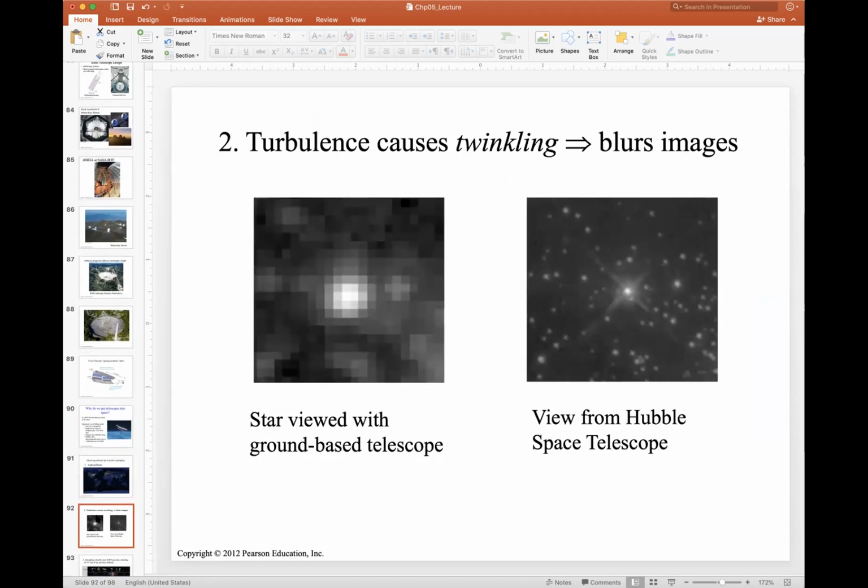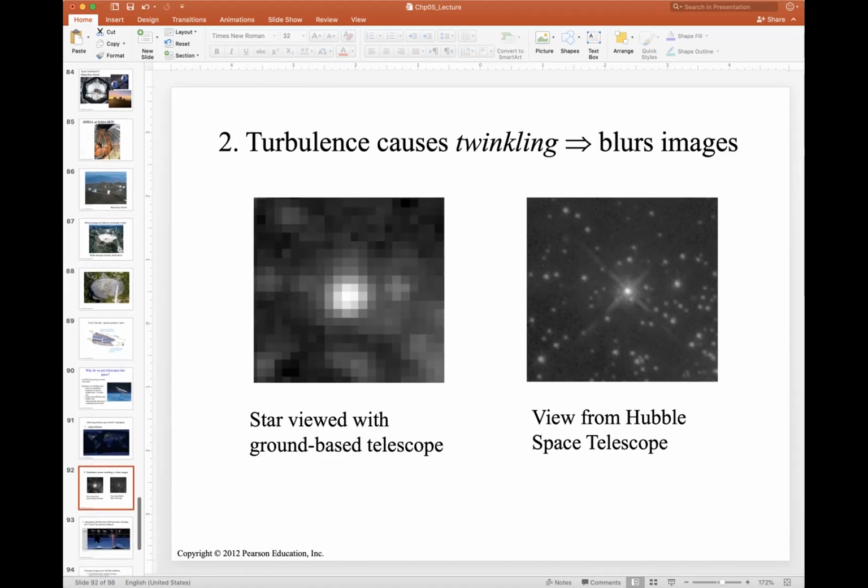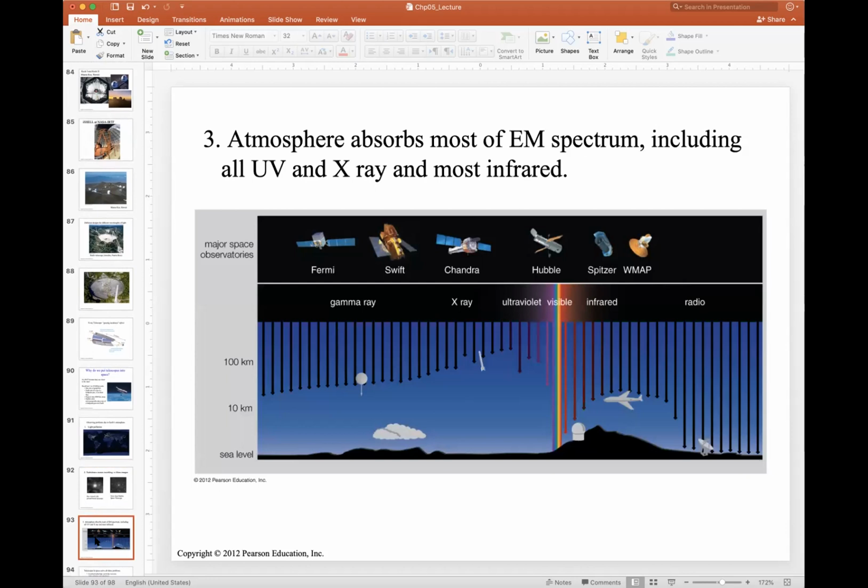The second thing is the turbulence in our atmosphere. If you don't have the atmosphere, then you don't have to worry about it blocking your view. Also, the atmosphere absorbs most of the electromagnetic spectrum, including UV, X-ray and most of the infrared. So it's very good that we can send some of these telescopes to space, so we can study them.